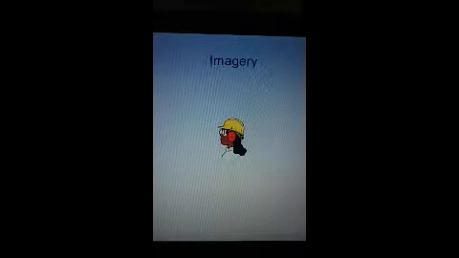Imagery is nothing more than the use of the five senses. So when a writer is using imagery, they're basically painting word pictures and allowing the reader to get a better grasp of the scenery or the setting or whatever is taking place in the story.